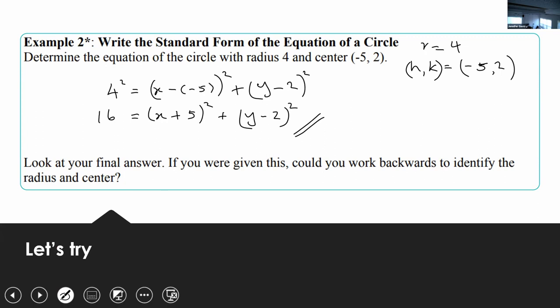Okay, let's take a look at this. If I was given the equation 16 equals x plus 5 squared plus y minus 2 squared, what's my radius? Well, what if we didn't know all that above it? Whatever it is, it's the square root of 16. If it said, here's the standard form of the equation of a circle, what's the radius? You take whatever number that is and square root it.